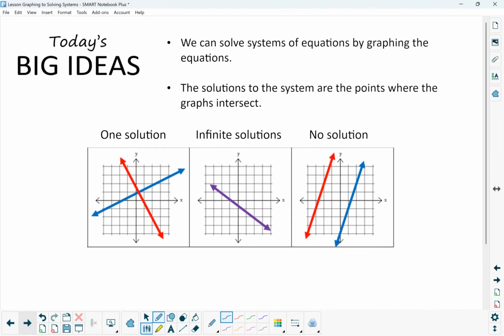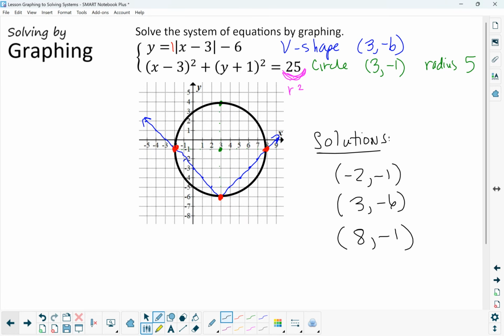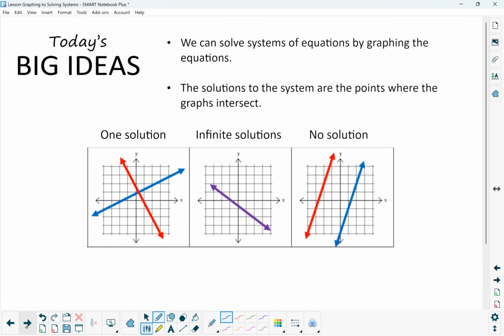Okay, so we can solve a system of equations by graphing the equations. These are just our big ideas for today. The solution to the system is the points where the graphs intersect. Also recall that we can have multiple solutions if there are multiple intersection points. And it is possible to have infinite solutions if the 2 graphs coincide. It is also possible to have no solution if the 2 graphs never intersect. No solution and infinite solutions are also possible with parabolas and other shapes. Those are not limited to lines. For example, if we had these 2 parabolas, that would be a no solution situation because they never cross.